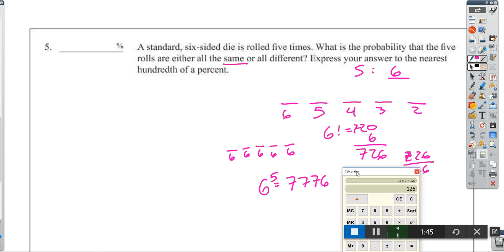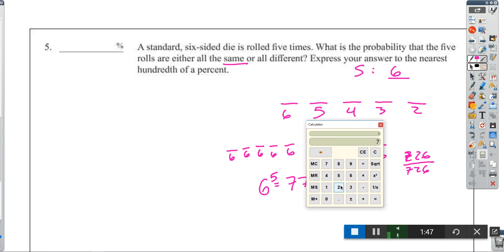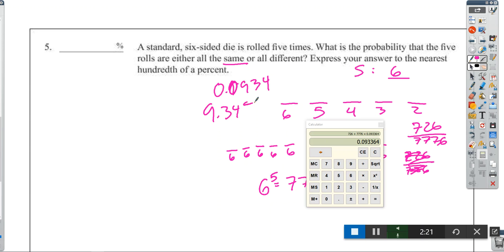So now we can pull up our calculator. Love the calculator. 726 divided by 7,776. Oh my gosh, when I go too fast, I start making mistakes. Then go faster so I don't make those mistakes. So that is 0.0934, and then I have to round up because that 6 is going to affect that 3. All right, and so what percent is that? Well, that is 9.34%.